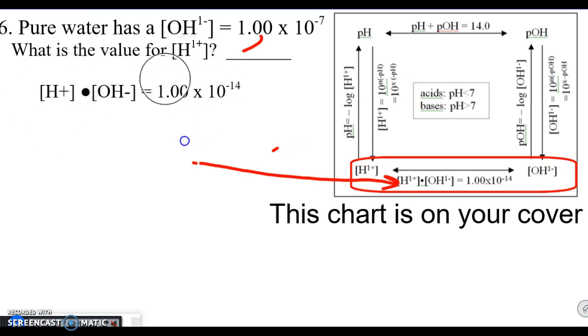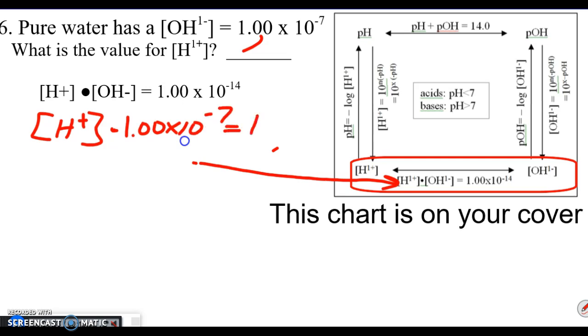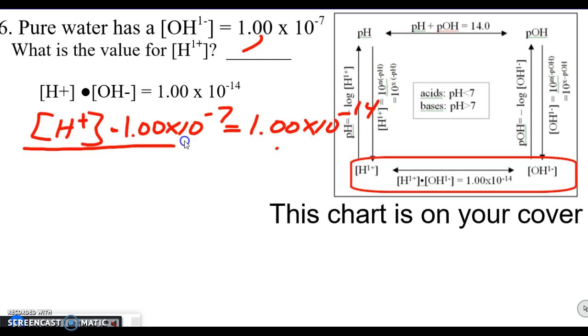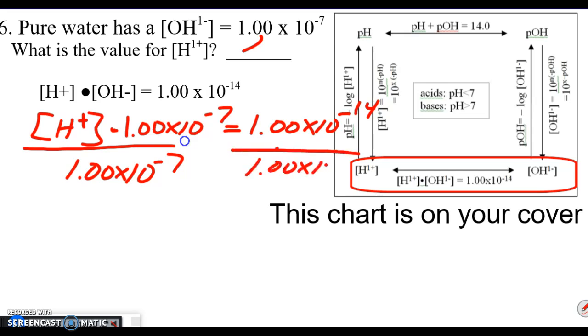So if algebra is rusty, I'll go through it real quick with you. So we have our hydrogen ion concentration. We know our hydroxide ion concentration is this. And that all has to equal 1.00 times 10 to the negative 14. So I have to get the hydrogen ion concentration all by itself on that side. So to do that, I divide this side by 1.00 times 10 to the negative 7th. I do the exact same thing here, 1.00 times 10 to the negative 7th. And I get my hydrogen ion concentration all by itself on this side.